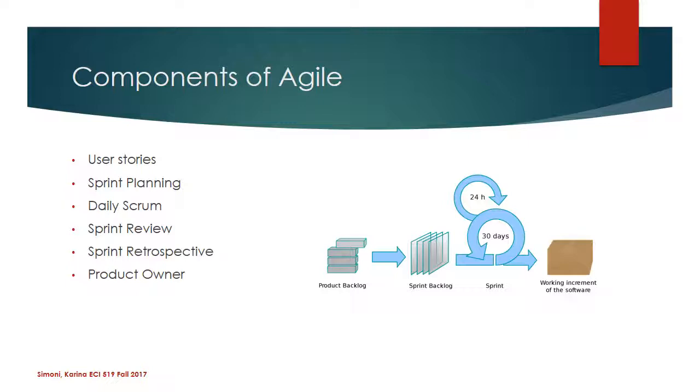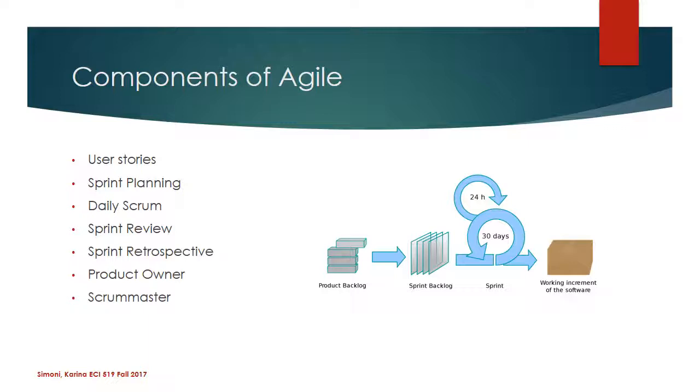There's a couple of roles. First, we'll start with a product owner. This is the person who is talking to the customer, who's gathering those user stories, and who is planning the sprints. They're creating a list of prioritized user stories.